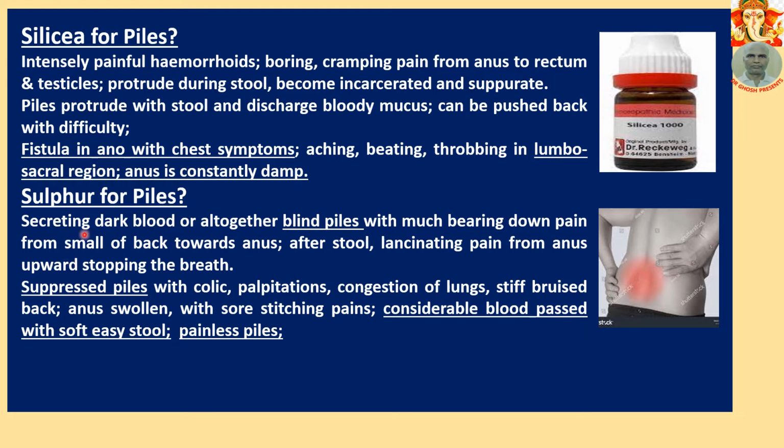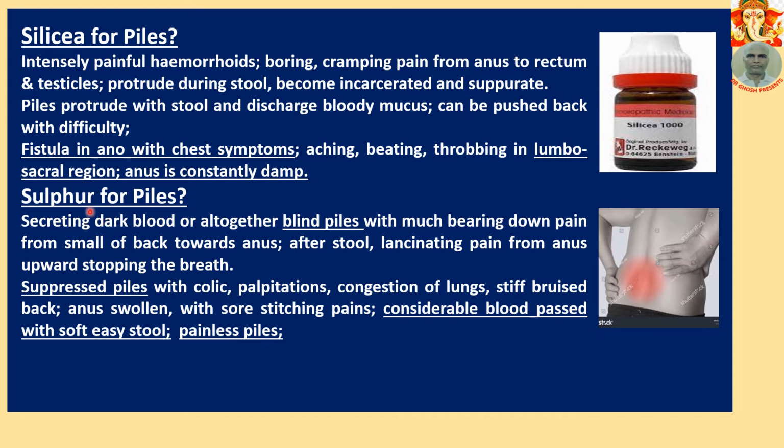Sulphur for piles, secreting dark blood and altogether blind piles with much bearing down pain from smaller back towards anus. Smaller back, we have already discussed the L5 region. After stool, lancinating pain from anus upward stopping the breath. Suppressed piles with colic, palpitations, congestion of lungs, stiff, bruised back, anus swollen with sore stitching pains, considerable blood passed with soft easy stool. Mind this, considerable blood passed with soft easy stool, painless pile.